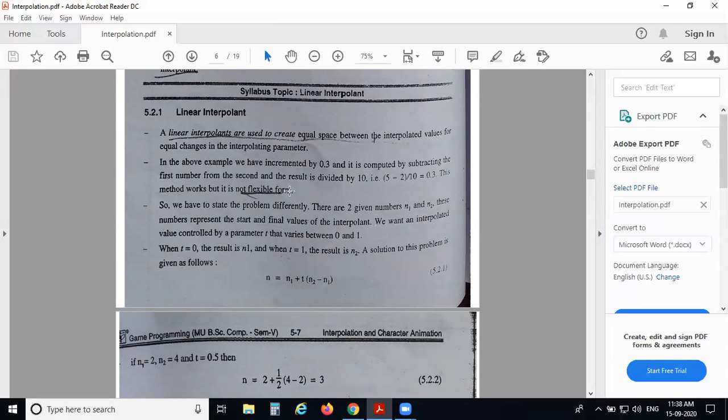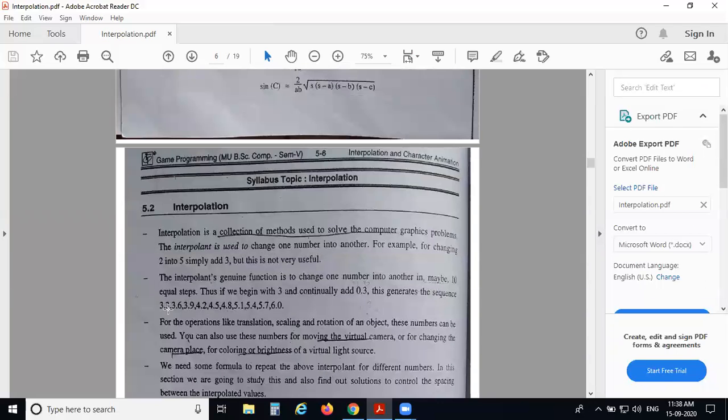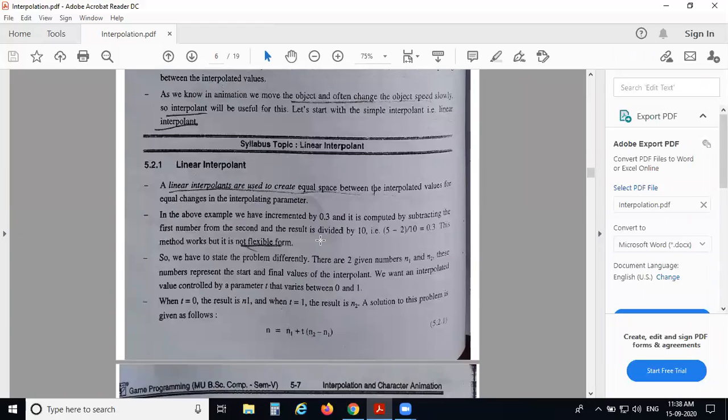Okay, so let's see the series here, that is 3.3, 3.6, 3.9 up to 6.0. We use this particular series by incrementing the values by 0.3. So just subtract the first number from the second, and the result is divided by 10. This method works but it is not flexible.